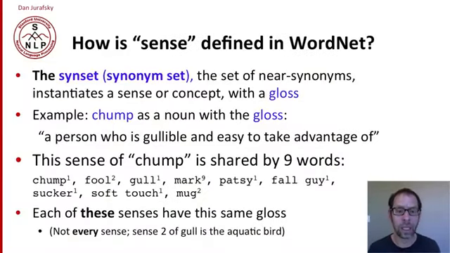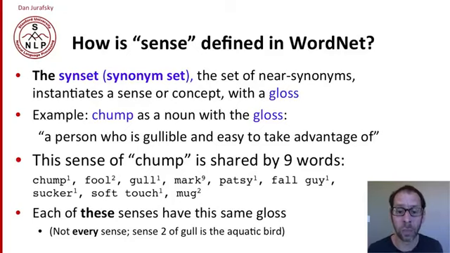In WordNet, a sense is defined by what's called a synset, or synonym set. That's the set of near-synonym, similar words that instantiates a sense or a concept. And also we have a gloss. So for example, take chump as a noun. We have the gloss: a person who is gullible and easy to take advantage of.